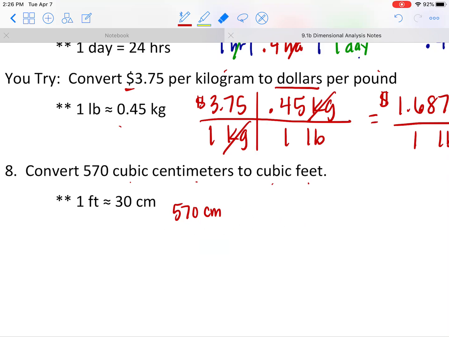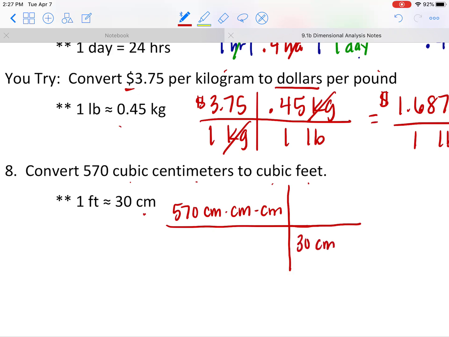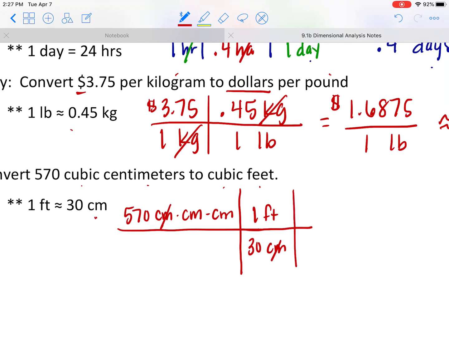So when it says 570 cubic centimeters, that means centimeters cubed. Now technically centimeters cubed means centimeters times centimeters times centimeters. So that's what we're starting with. Cubic centimeters means centimeters cubed, which means it's being multiplied by itself 3 times. So if I want to get to cubic feet, I'm going to have 3 feet being multiplied in there, right? Or I'm going to have to get rid of centimeters 3 times.